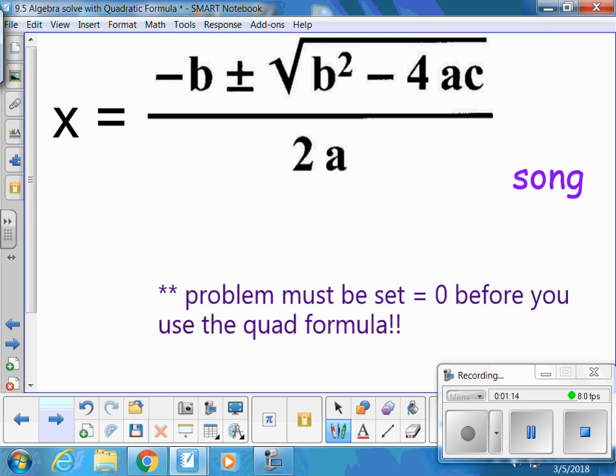So take a peek. That's how big it is. Whoa. So I'm going to put it up on my formula board, and then we're going to sing the quadratic formula song together. Okay? So go ahead and write it in your notebook.